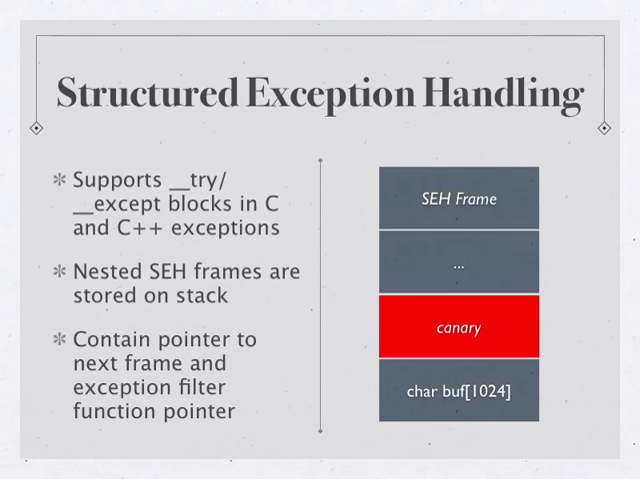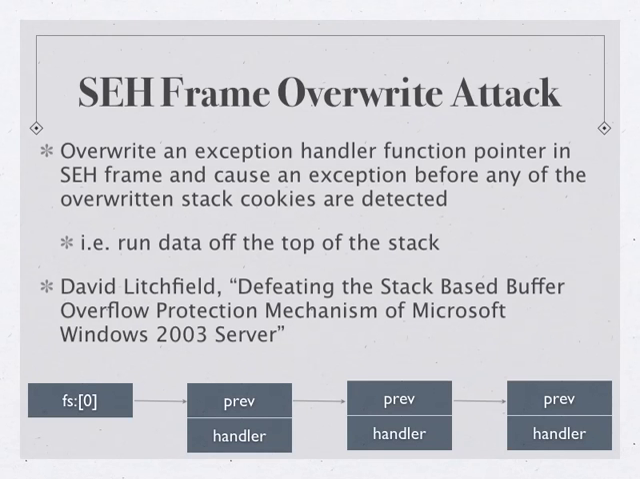What these SEH frames have is two values: a pointer to the next frame and a function pointer to the exception handler, or the exception filter, which is a function that determines whether it should handle the exception or not. But that's a function pointer that you can overwrite. So if you overwrite past the canary, past the return address, and a whole bunch more, you'll overwrite one of those SEH frames.